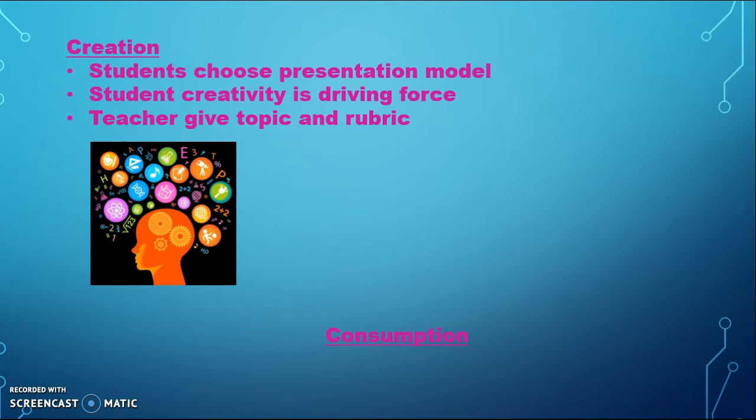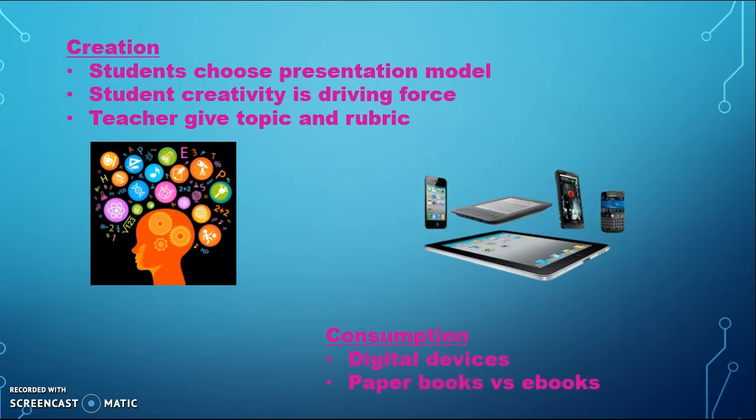The next C is consumption. This is concerning how students are being presented with the information. Some forms could be digital devices such as iPads, Chromebooks, smartphones. In the near future, ebooks may even overtake paper books as the main way students are given information in many schools.